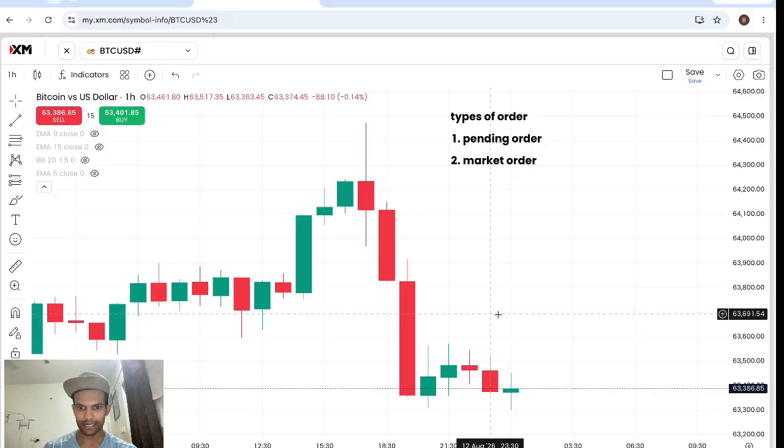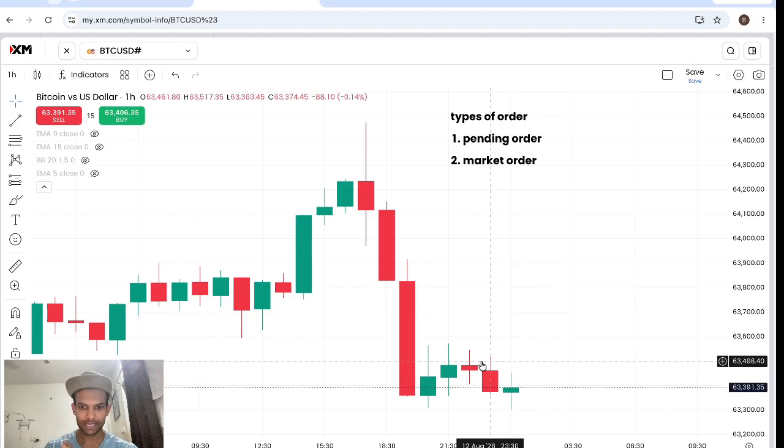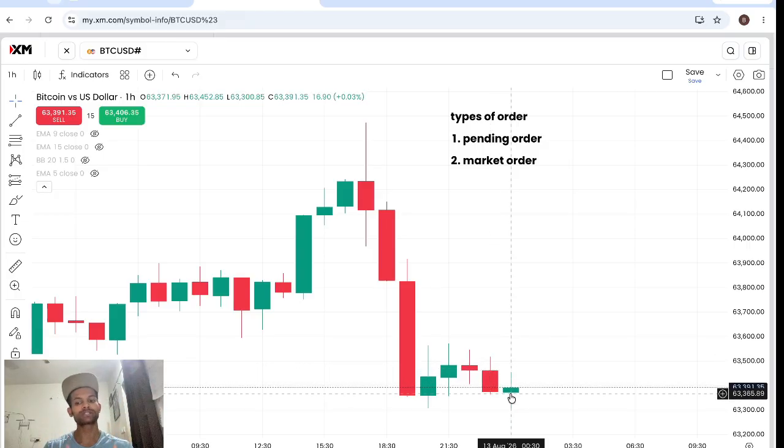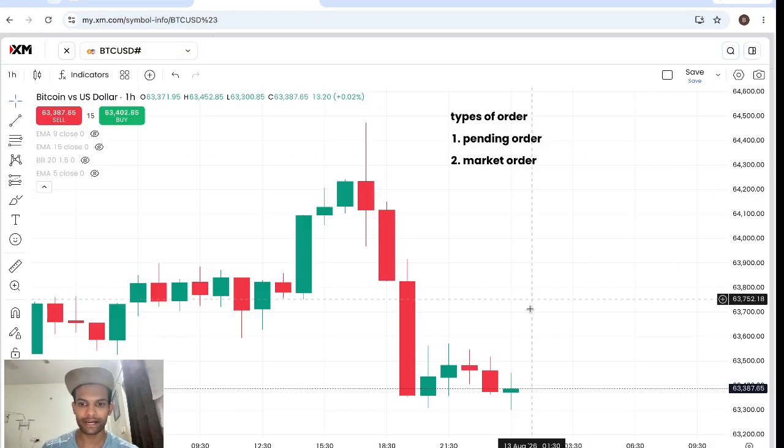So let's check the candles. This candle started at 12:30, and this candle gets over by 1:30. The 11:30 candle closed at 12:30. This 12:30 candle closes at 1:30. It's 1:25 still, so in 5 minutes this candle will get over.